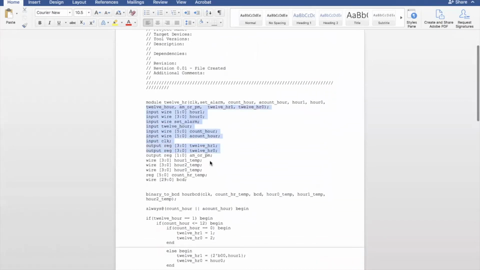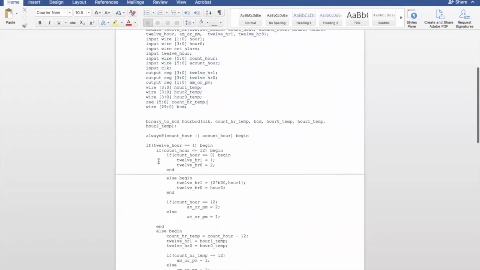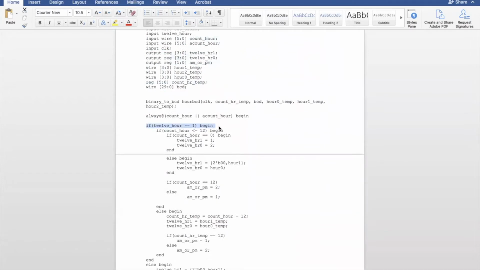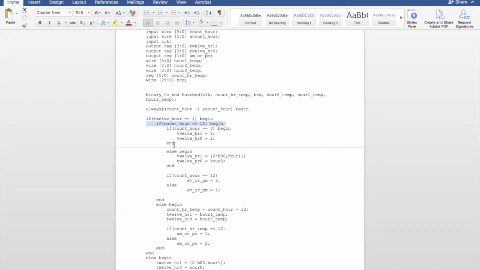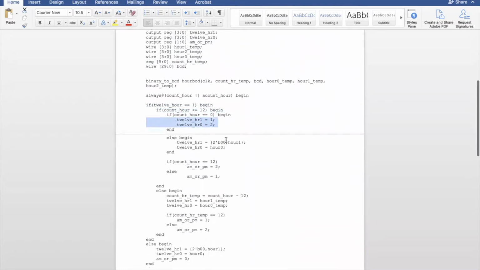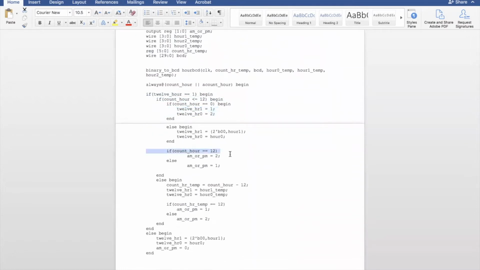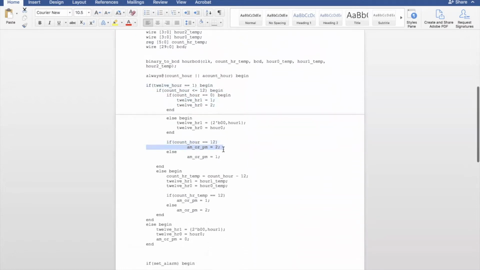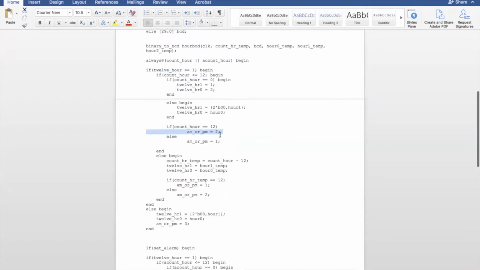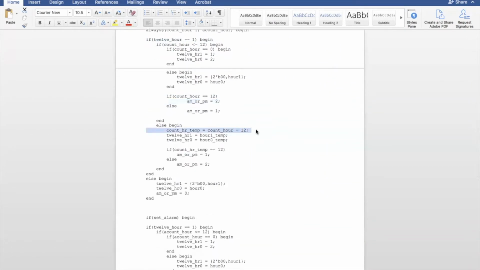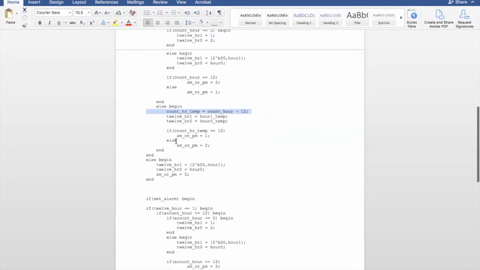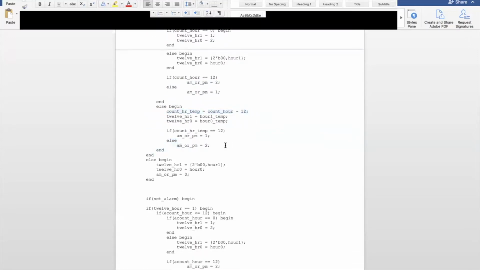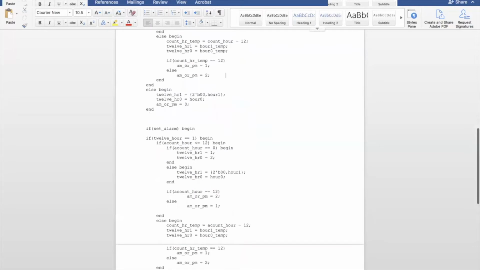Here, this is all the inputs for our 12-hour module. This is if the 12-hour switch is on. Then if it's less than 12 hours, this makes the AM appear. If it is equal to 12 hours, which is also known as noon, then AM PM becomes PM, which is 2. Here, this is calculating the conversion. So like 13 would be 1 PM. And here it is making it PM. And it is virtually the same for the set alarm.